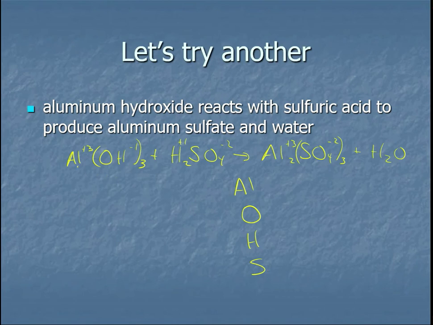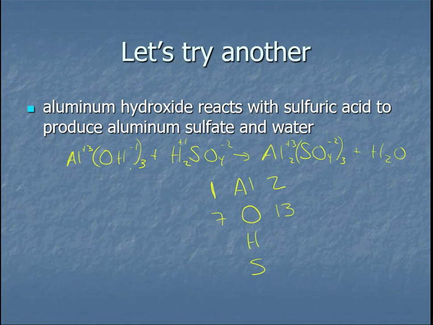On the left-hand side, we have a total of 1 aluminum, and on the right-hand side, we have 2. On the left-hand side, this could be a little complicated. We have 3 oxygens here, plus another 4 for 7 oxygens. On the right-hand side, we have 12 oxygens here, 3 times 4, 12, plus another one for 13.